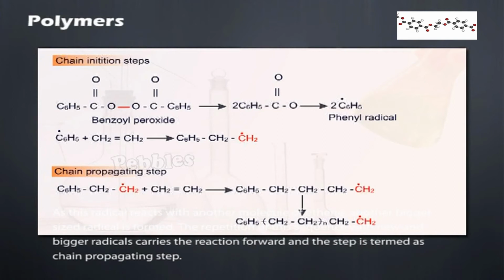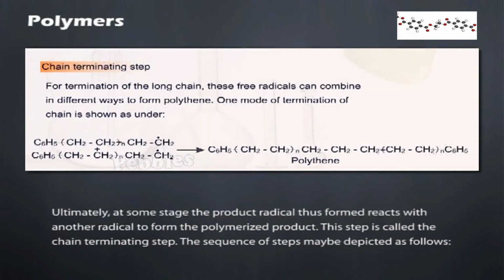As this radical reacts with another molecule of ethene, another bigger sized radical is formed. The repetition of this sequence with new and bigger radicals carries the reaction forward, and the step is termed as chain propagating step. Ultimately, at some stage, the product radical thus formed reacts with another radical to form the polymerized product. This step is called the chain terminating step. The sequence of steps may be depicted as follows.